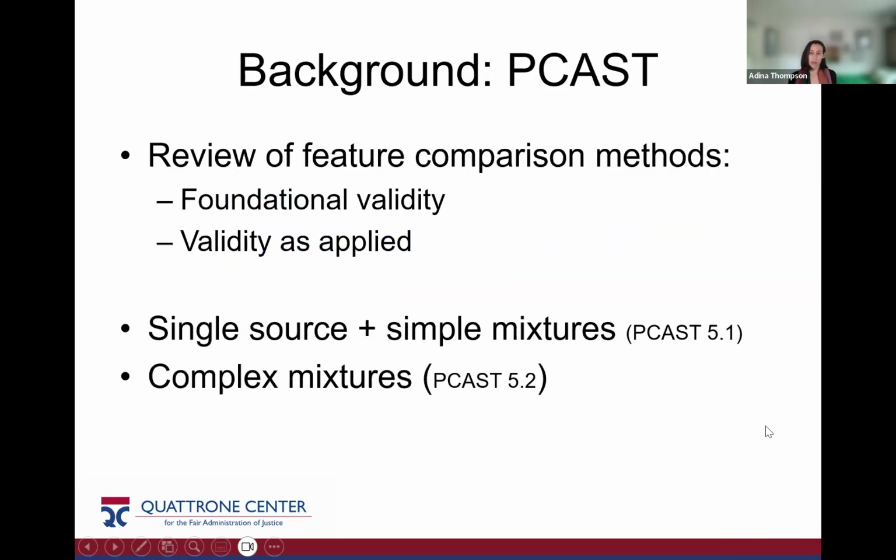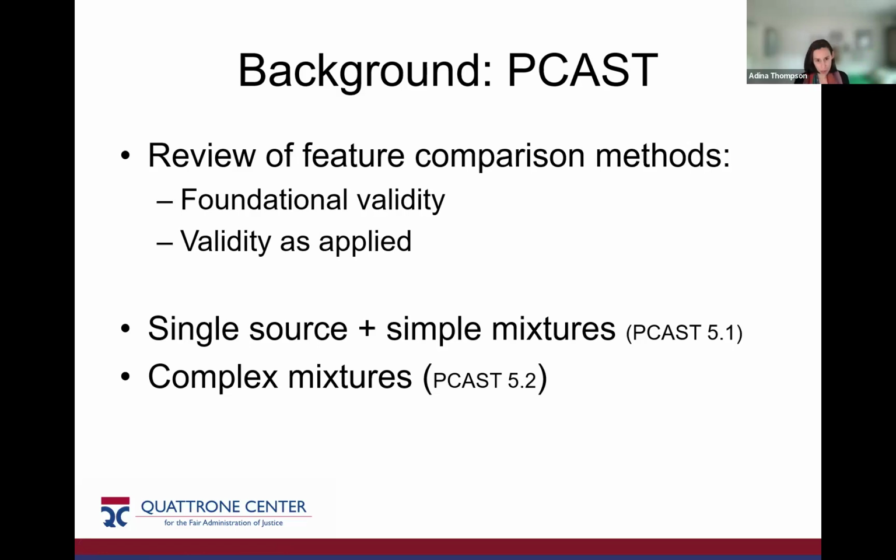So let's do a little bit of background to prepare for where we're going. I mentioned the PCAST report. PCAST report looked at feature comparison methods. So that's when you're looking at a known thing and a question thing. So for the purposes of DNA, we're thinking of a crime scene profile compared to the profile of somebody we know, a standard. You might also think of fingerprints. Those are feature comparisons. The features of a known compared to the features of an unknown to see if they comport. So there were a number of feature comparison methods that were dealt with in this paper, and they looked at two issues. They looked at what's called foundational validity and also what's called validity as applied.